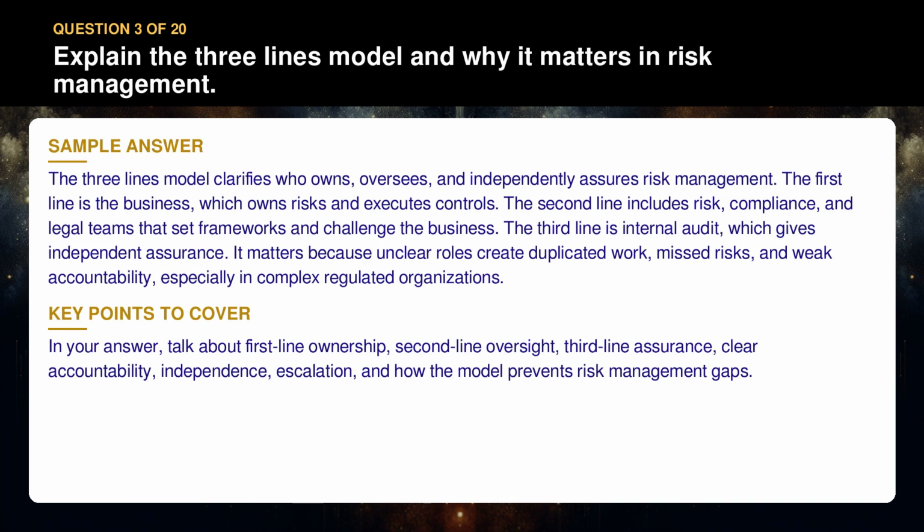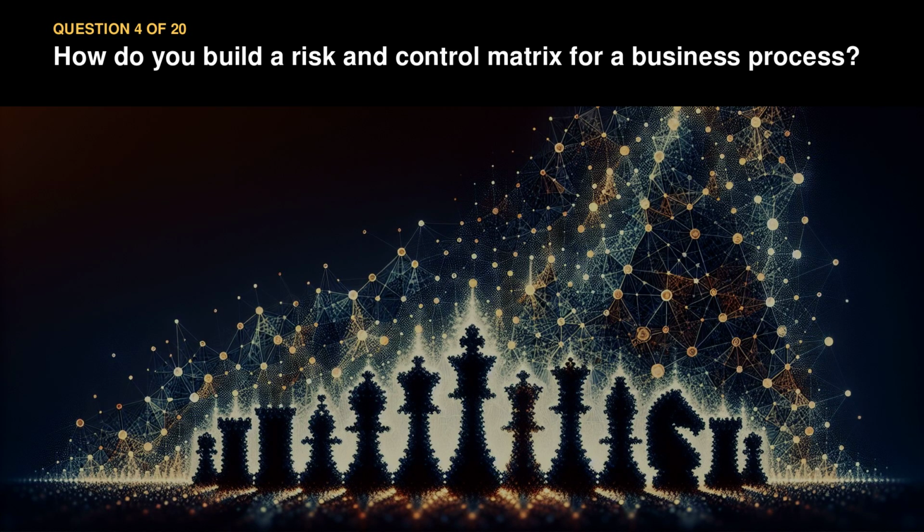In your answer, talk about first-line ownership, second-line oversight, third-line assurance, clear accountability, independence, escalation, and how the model prevents risk management gaps. Question 4. How do you build a risk and control matrix for a business process?